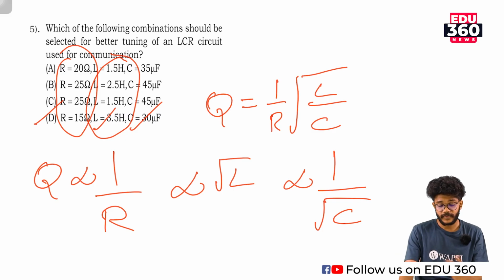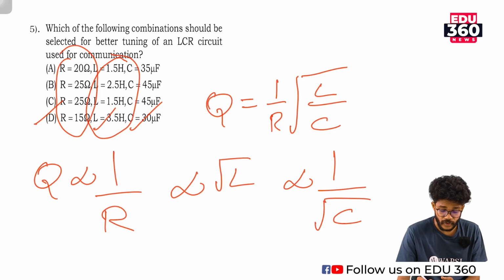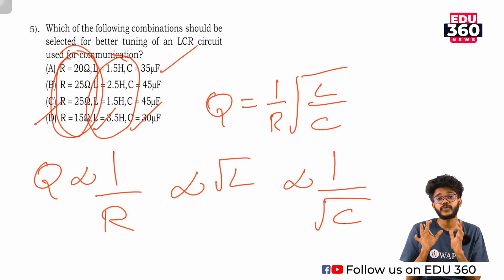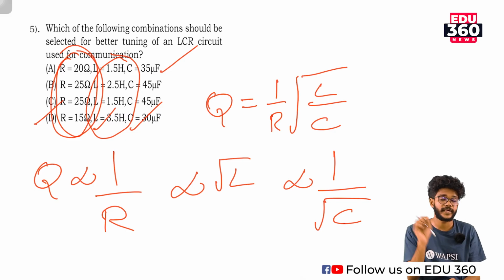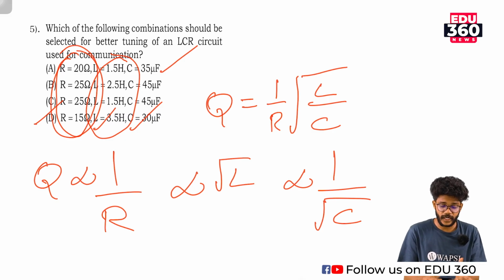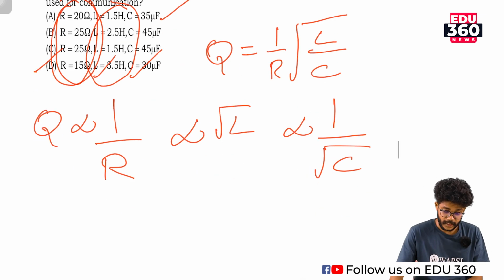Otherwise, we would need to calculate all the values by the numerical method. But they are making the calculation simpler, so we only need to find their proportions. Okay, so we can move to the next question.